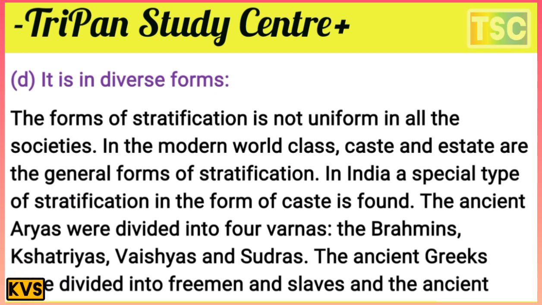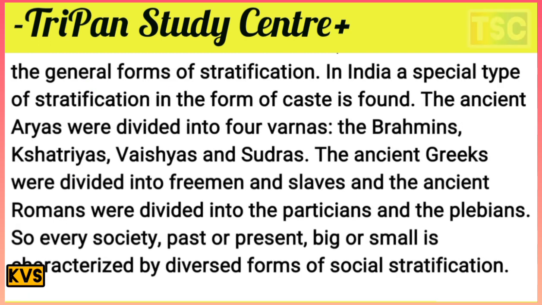The ancient Greeks were divided into freemen and slaves. That's important here. The Aryans were divided into four varnas: Brahmins, Kshatriyas, Vaishyas, and Shudras. But the ancient Greeks were divided into two types: freemen and slaves. And the ancient Romans were divided into the patricians and the plebeians.